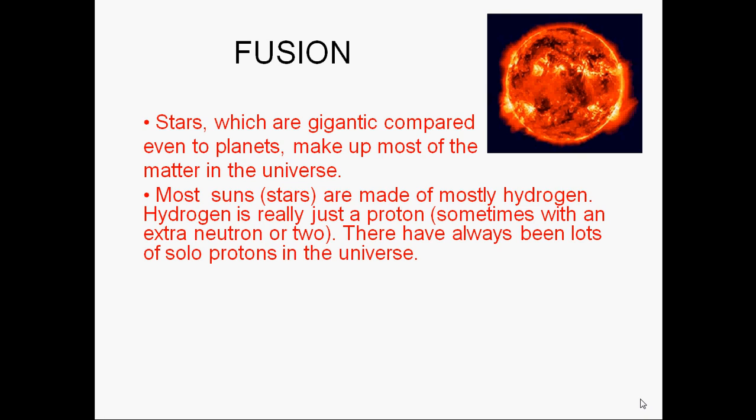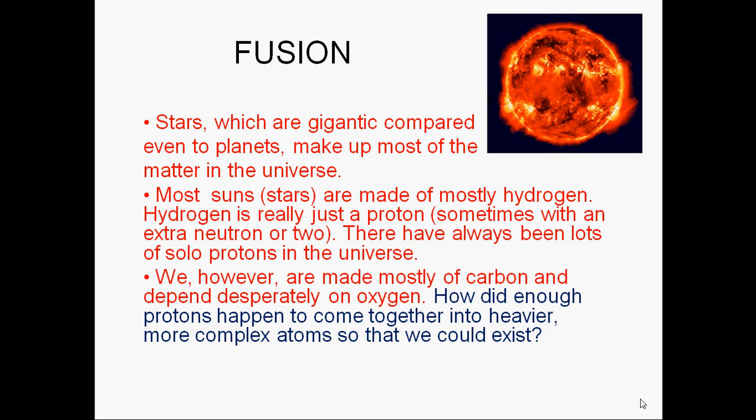So most of the mass in the universe is held within stars. And stars are mostly hydrogen. They're mostly just protons bouncing around doing their thing. So we've got lots and lots and lots of hydrogen out there. But of course, we need other elements, as hopefully you have figured out at this point. We need carbon, we need oxygen, we need nitrogen, we need all sorts of heavier elements than just hydrogen. So the question is, how is it that if our stars are all made up primarily of hydrogen, we ended up with all these other atoms that came to be?